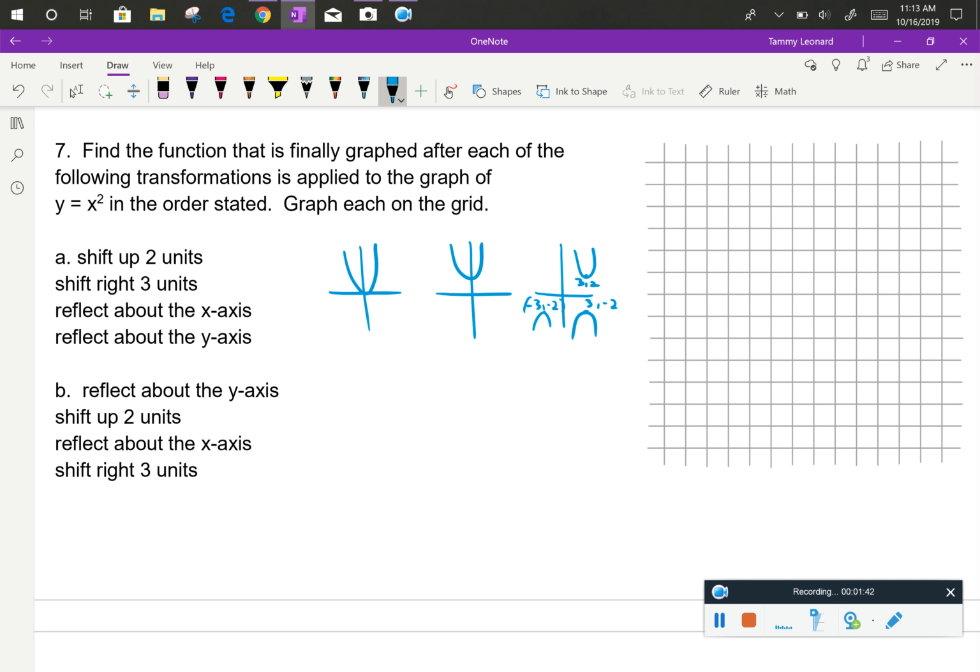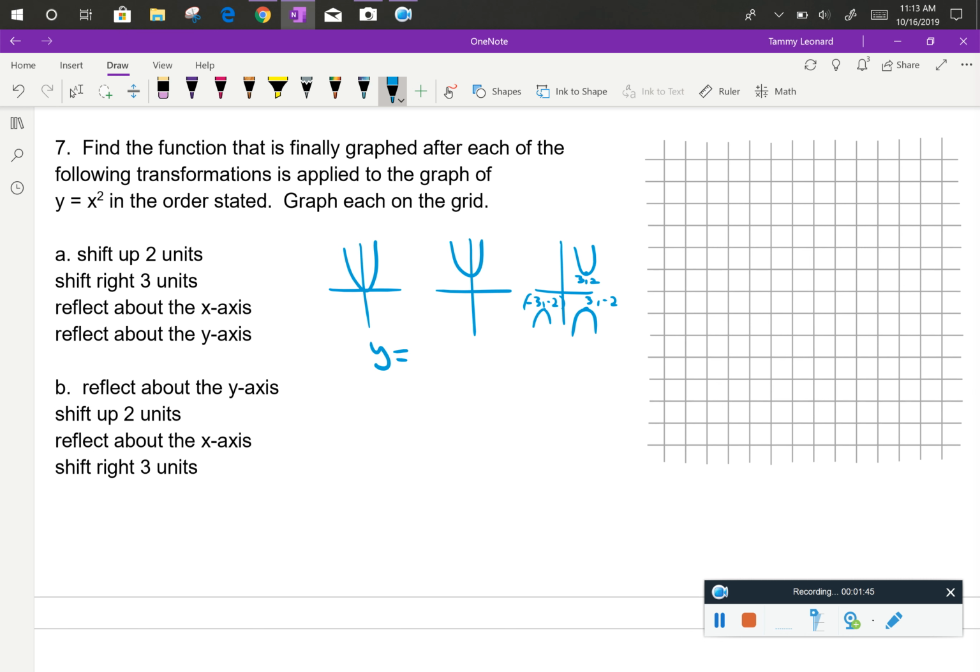What would be our y of x? y equals. What would be my a value? What makes it be upside down? A negative, right? So it would be negative. There's a horizontal translation, so there's going to be something in parentheses, yes? If we end up here, what's going to be in parentheses? Yep, so I'm going to have x plus 3, and that's going to be squared. What's going to be outside the parentheses? -2, because it ends up down.